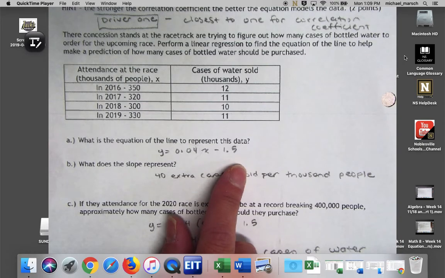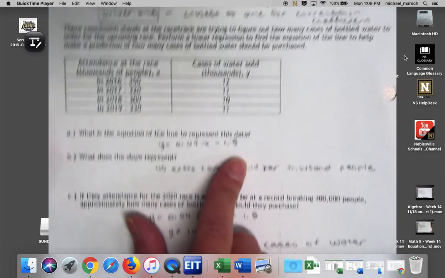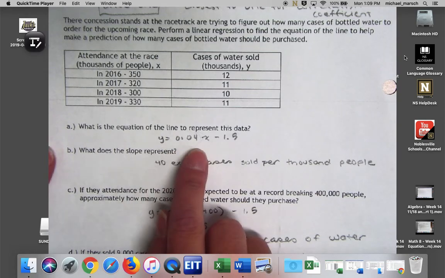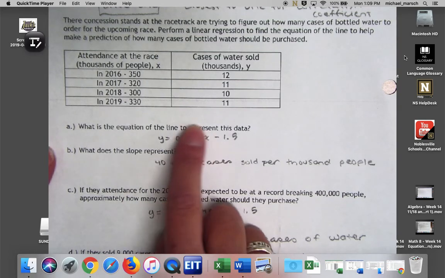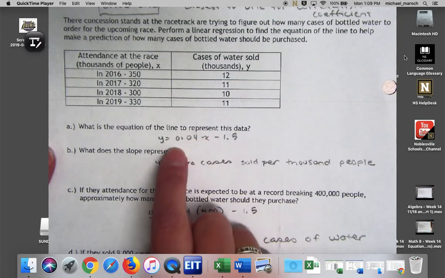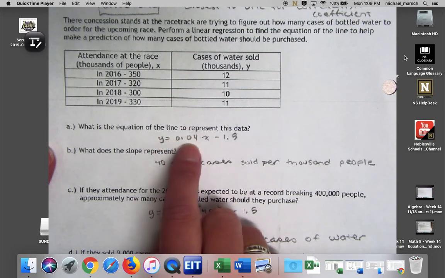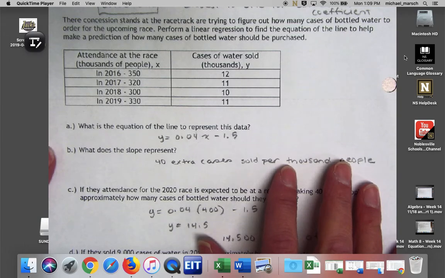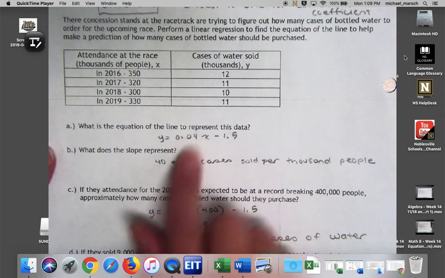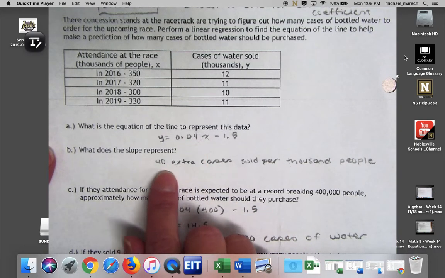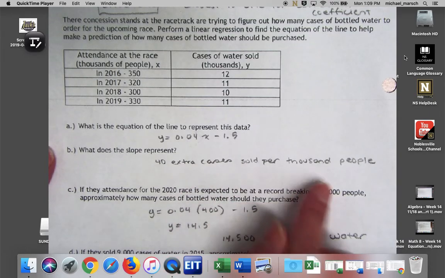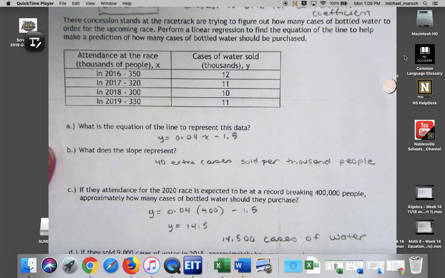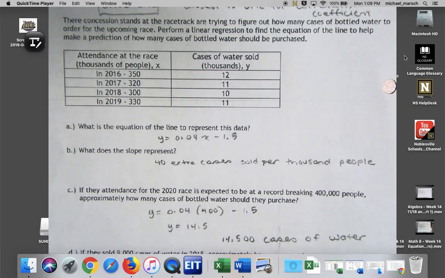Yeah? Okay. What does the slope represent? So what I did was I took this times 1,000 because I knew that this was actually just a representation of that per thousands of people. So when you multiply that times 1,000, you get 40. So I said you need 40 extra cases sold per 1,000 people. Okay, because my denominator is 1, which is really 1 times 1,000.